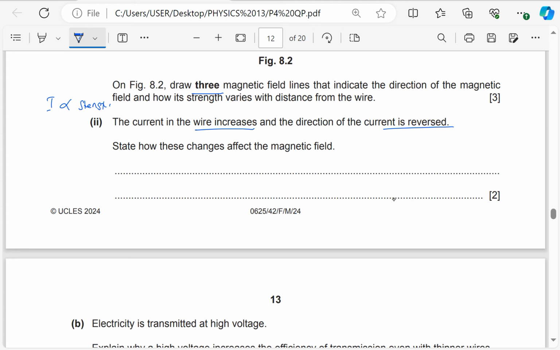State how these changes affect the magnetic field. Number 1, the strength of the magnetic field increases. And of course, the direction, because the current reversed, its direction is reversed. So the direction is also reversed.